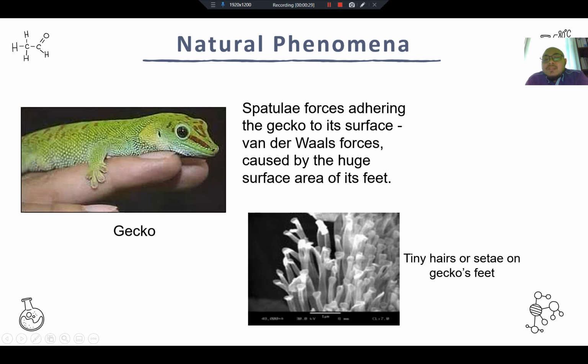If you look over here, at their feet, they have a lot of tiny hairs that we call spatulae. They have thousands of them, and it gives a lot of surface area because of the very tiny hairs over there. So they become a sticky surface. That's why they are sticky, and they can attach themselves to the wall.